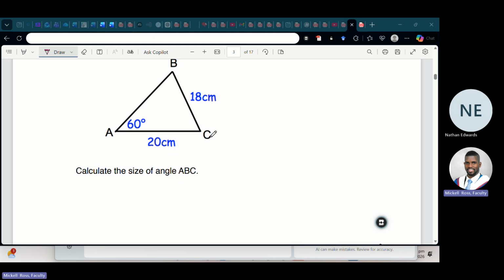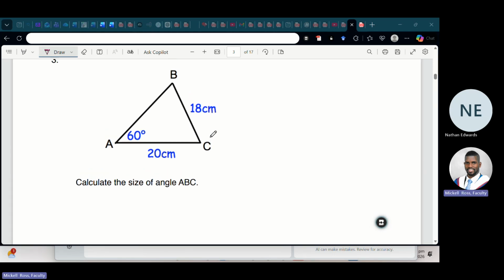Notice we want the size of angle ABC. So because B is the one in the middle, that's where the angle is. Now bear in mind, to use the cosine rule, you'd have to have all three sides or two sides and the angle between. So we were not given the angle between here, which would be this one. So we're not using the cosine rule, we're going to use the sine rule.